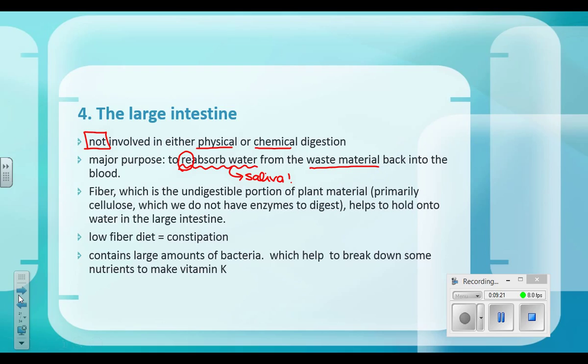Now, what makes your large intestine work properly? Fiber. Fiber is undigestible, usually plant material. Most of the time it's cellulose, so that's a large carbohydrate that plant cell walls are made out of. We don't have enzymes to digest cellulose compared to, say, a cow, who most certainly does. But fiber, this undigestible portion of plant material we can't digest, helps hold on to water.